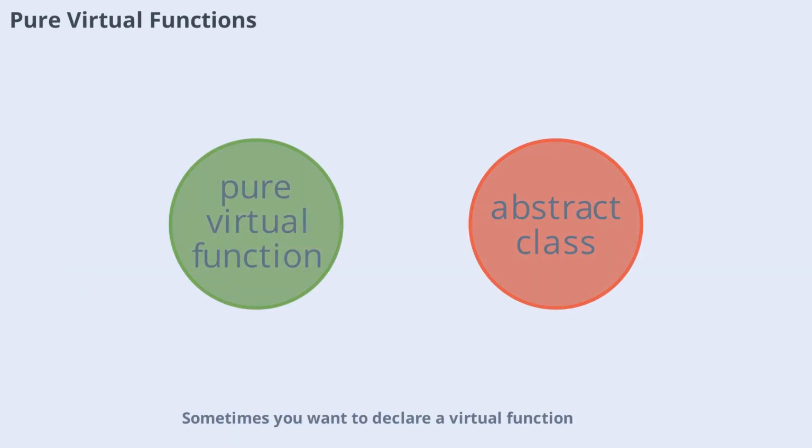Sometimes, you want to declare a virtual function in a base class without providing an implementation. This is called a pure virtual function. It forces derived classes to provide their own implementation, making the base class abstract.